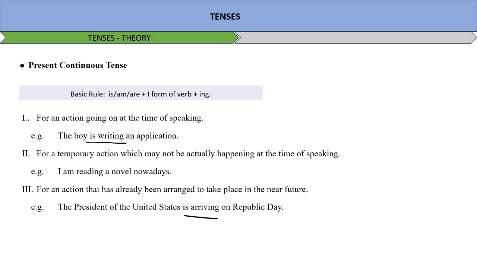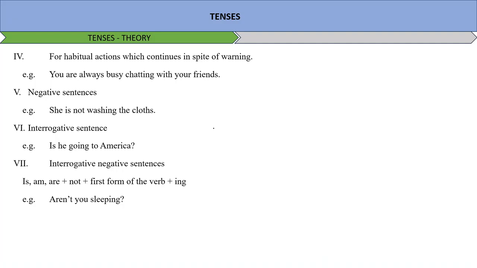It is used for a habitual action which continues in spite of warning. For example, you are always busy chatting with your friends. Negative sentence: she is not washing the clothes. Interrogative sentence: is he going to America? Interrogative negative sentence also: aren't you sleeping? Right? So for these we use simple present tense or present continuous tense.